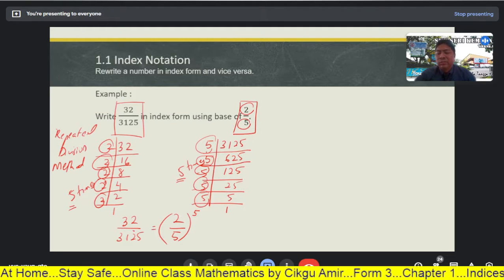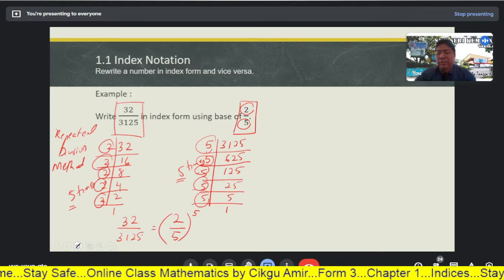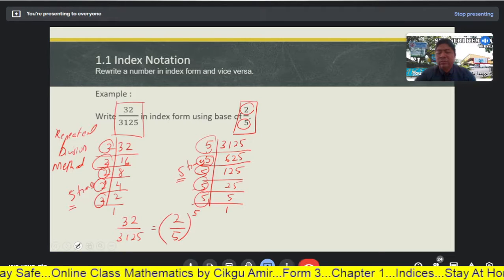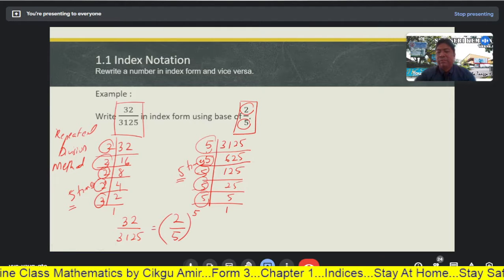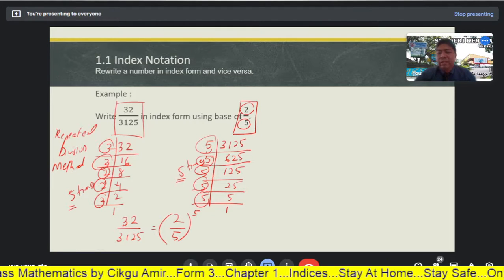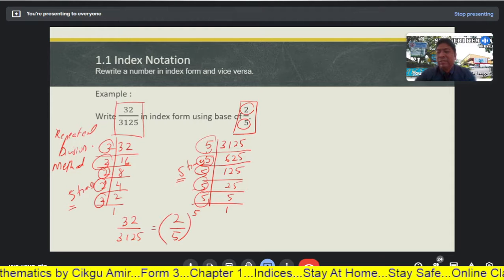So 32 over 3125 is equal to 2 over 5 to the power of 5. This is the first method, repeat division.